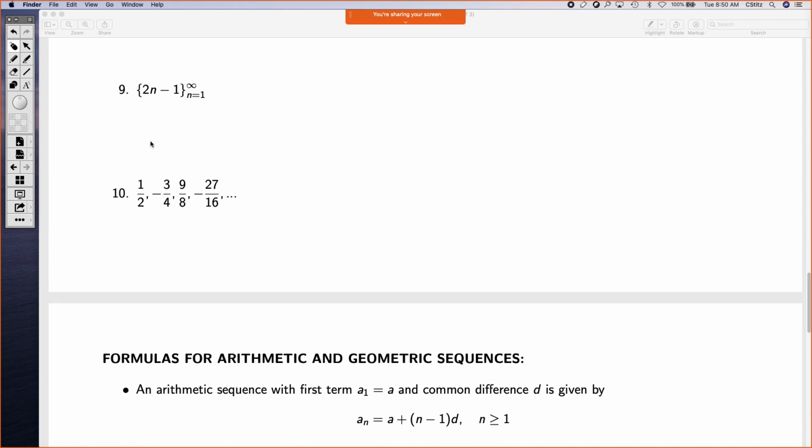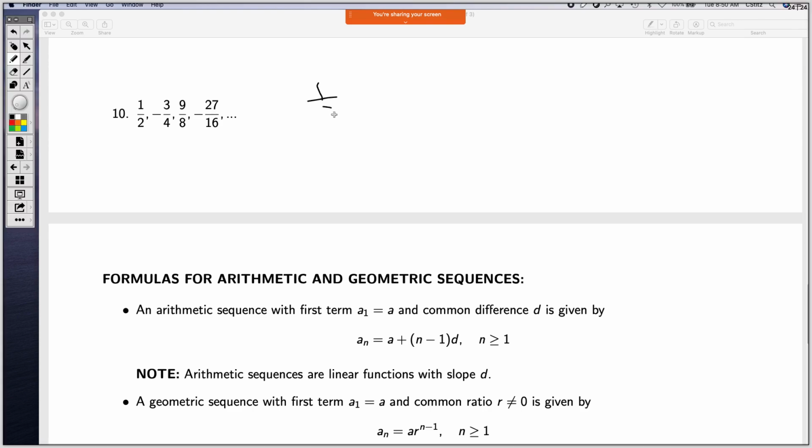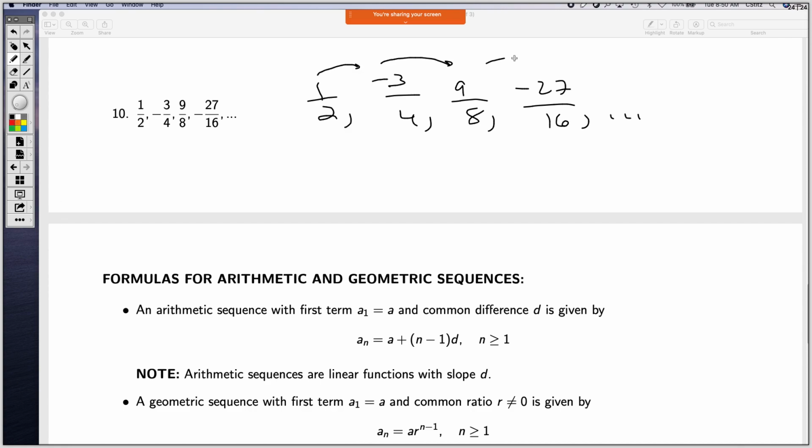What appears to be happening here? Once again, they don't give us the whole thing. The numerator, let's write this out here. We can associate that negative wherever we need to. We'll put it in the numerator. What's happening in the numerator as I go from one to the next? I'm always multiplying by negative 3.